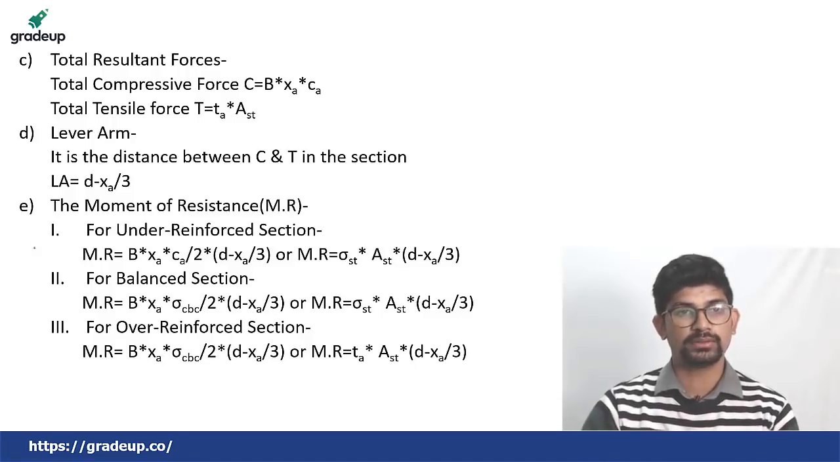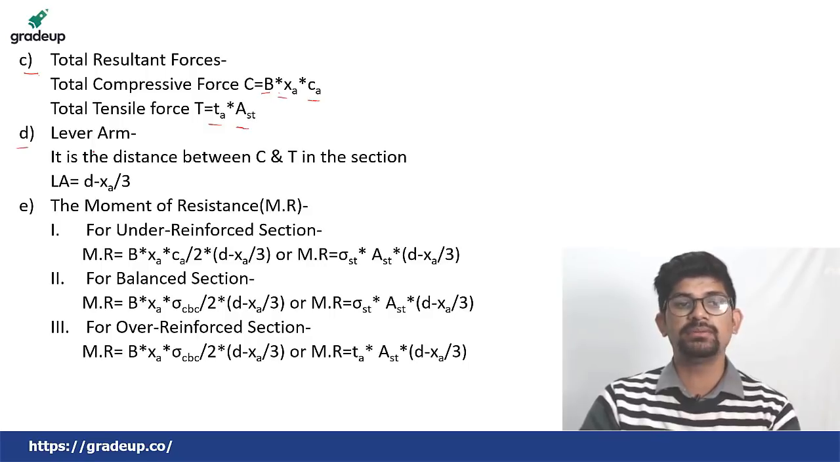Now, coming to the other steps. The third step is the total resultant force. The total compressive force C is B into XA into CA, where B into XA is the cross-section area and CA is the stress. The total tensile force T is equal to TA into AST. Directly from the level of steel, TA into AST gives the tensile force.